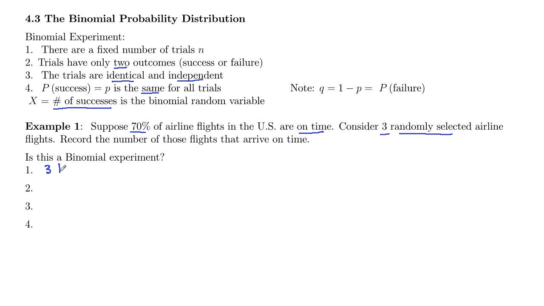3 trials, which is fixed. So that one works. The trials have only 2 outcomes. Success is going to equal on time. And failure is going to be a late flight. So only 2 outcomes. If you're not on time, you're late.